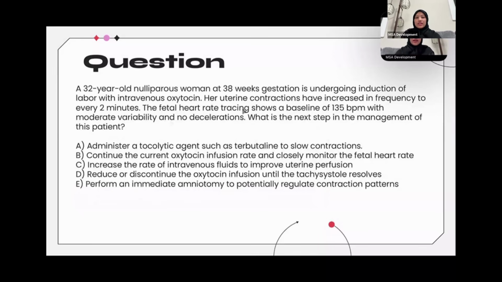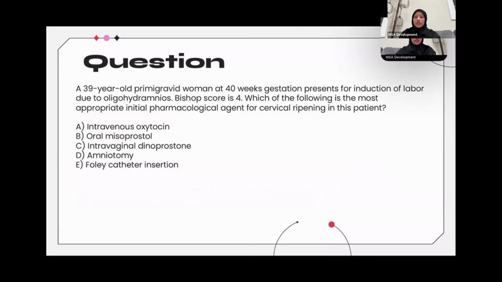If someone has had oxytocin and they are having increased frequency of contractions every 2 minutes, remember I said 5 in 10, that's tachysystole. What is the next step in management that you want to do? You want to reduce or discontinue until this tachysystole resolves.